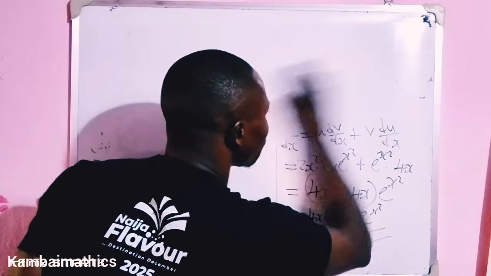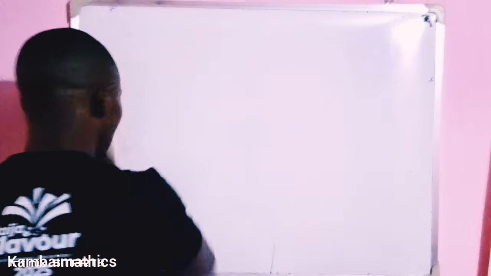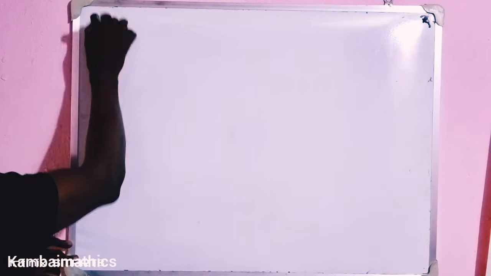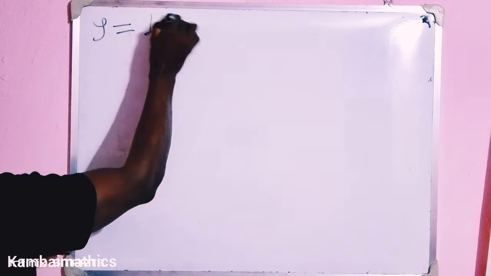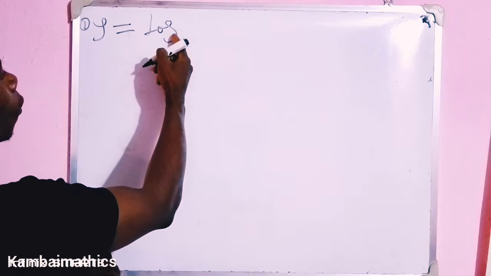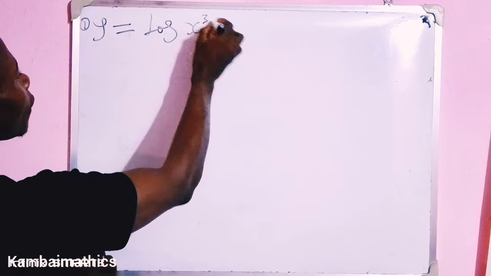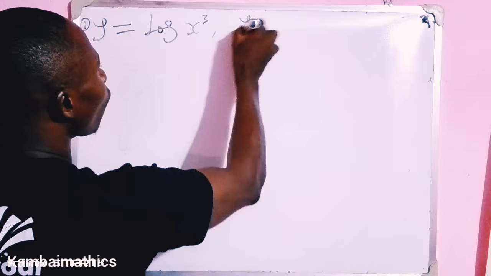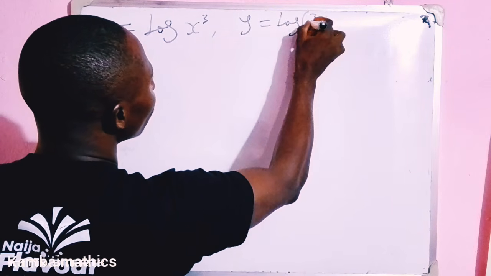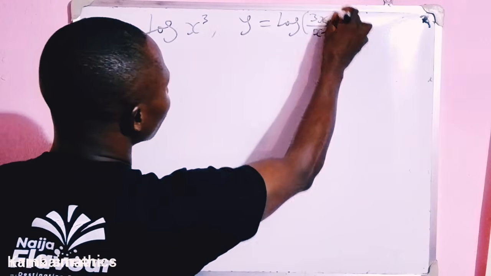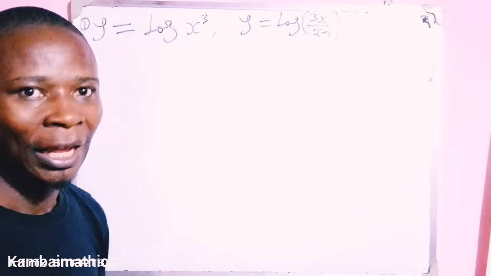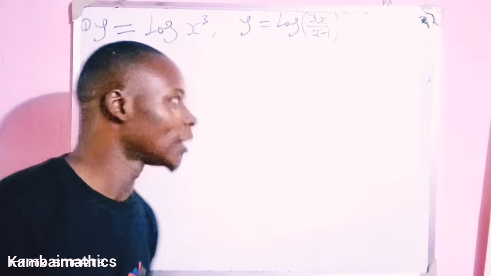Remember, the topic is exponential functions and logarithmic functions. So assuming that we have a question, number 1, y is equal to the log of x raised to the power of 3, and then the next one is y is equal to log of open bracket 3x all over x minus 1 close the bracket. So we have two questions here that have to do with logarithm and logarithmic function. How do we solve this one? So let's go into it.